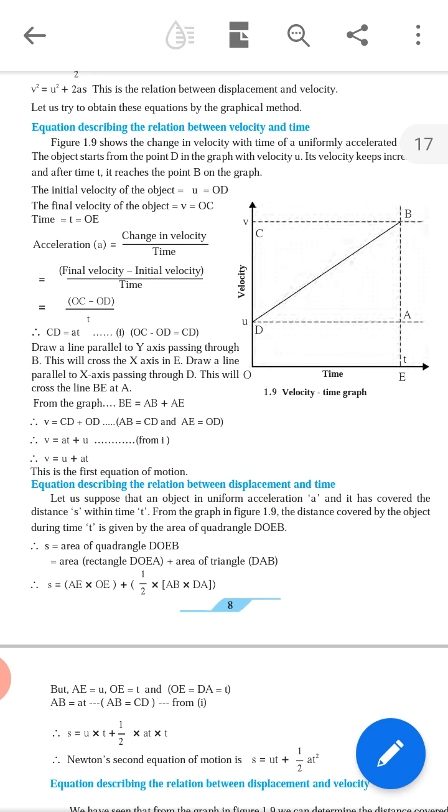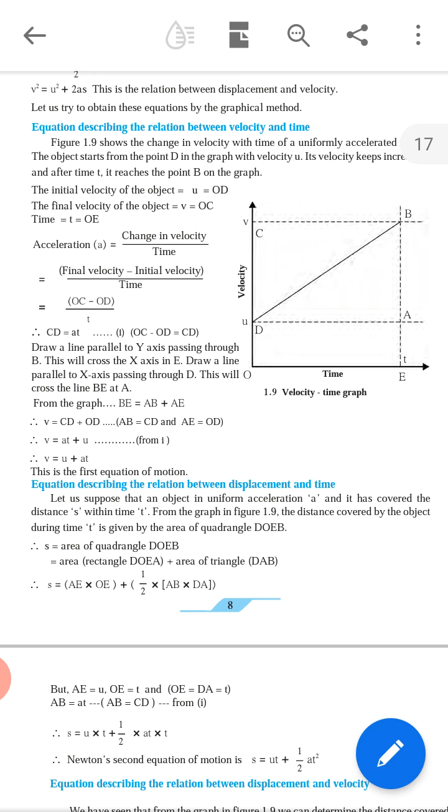Now, what is the formula of area of rectangle? Length into breadth. Length is OE and breadth is AE. Therefore, instead of area of rectangle, we write AE into OE. And what is area of triangle? Half into base into height. Here base is AB and height is AD.